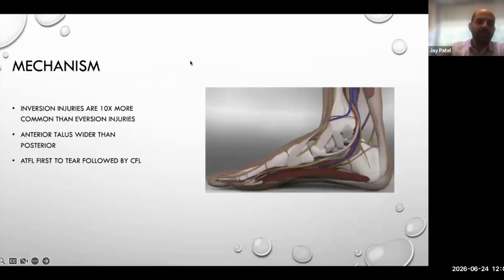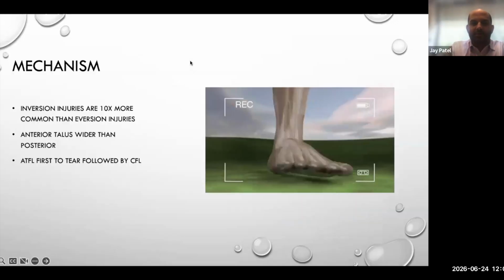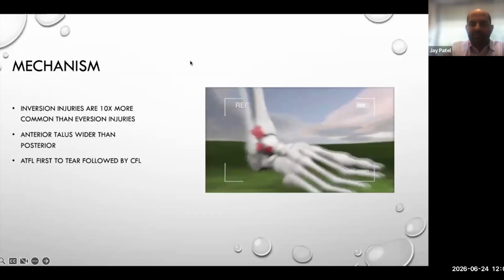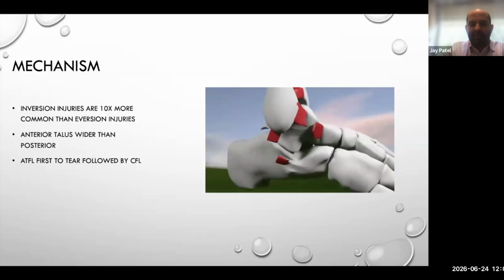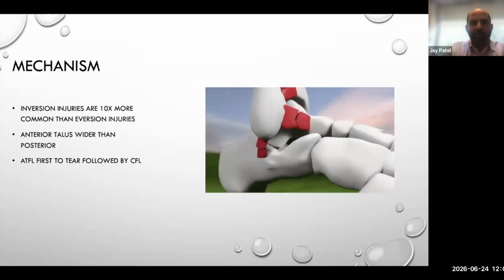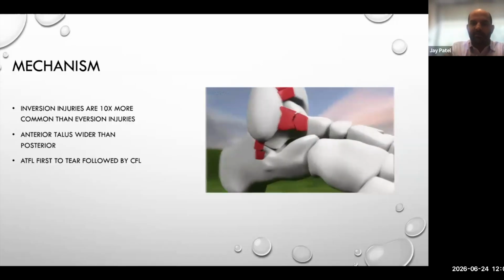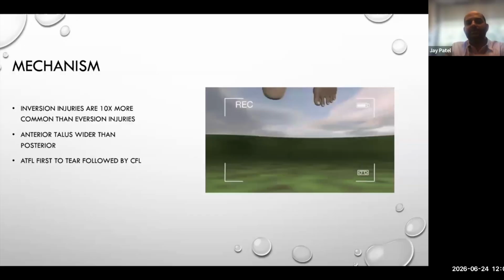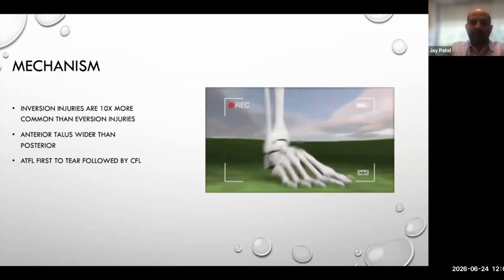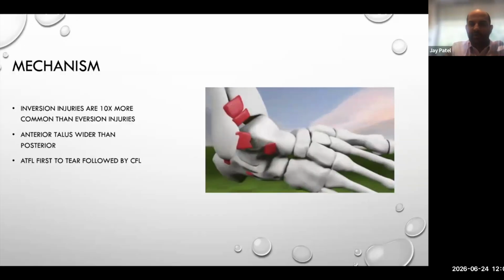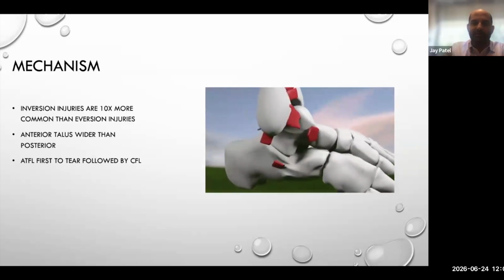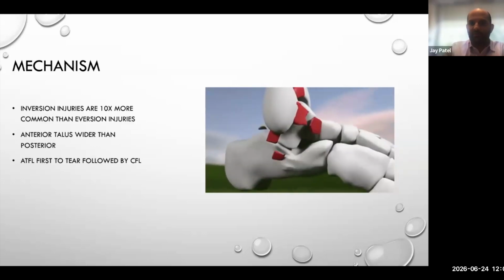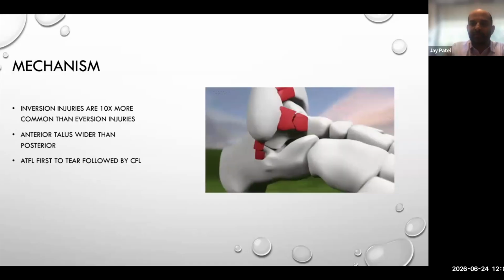The mechanism: usually inversion ankle injuries are about 10 times more common than eversion injuries. This happens because the anterior portion of the talus is wider than the posterior portion. So when the ankle is in a little bit of plantar flexed position, particularly when someone's going down the stairs or getting off a curb, there's a little bit more wiggle room posteriorly, and the posterior portion of the talus is now articulating at the joint, making it more likely to get these sprains.